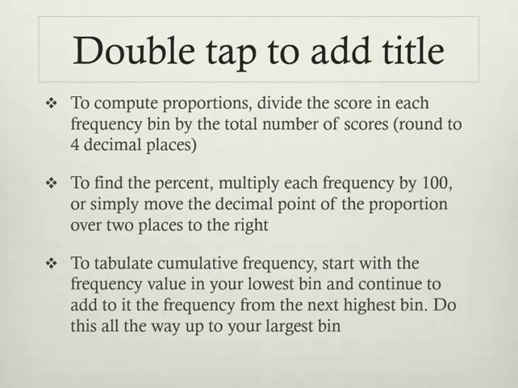To get the cumulative frequency, start with the frequency value of your lowest bin range, right? So in our case, it would be 0 to 9. And continue to add the frequency from the next highest bin, right? So you're going to get a running total starting from the lowest value that ends with the total number of people in your data set.